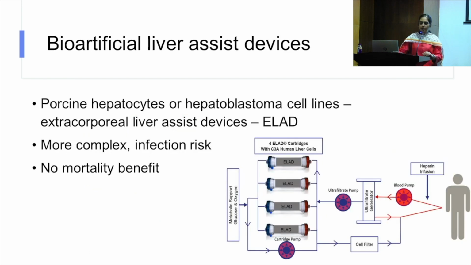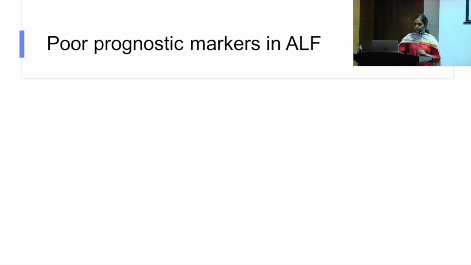The bioartificial liver assist devices, as I have already mentioned, use hepatocytes, human liver cells. These could be hepatoblastoma cell lines, or porcine hepatocytes were also used. Okay, so these are more complex filtration devices. There's an increased risk of infection, but there's no mortality benefit. So the advantage of these systems is not too great.